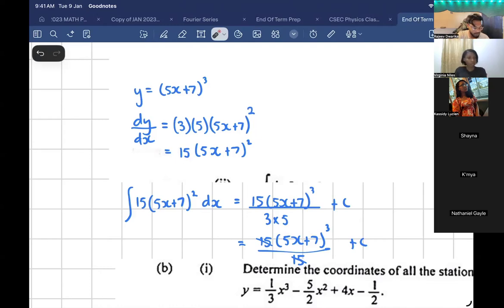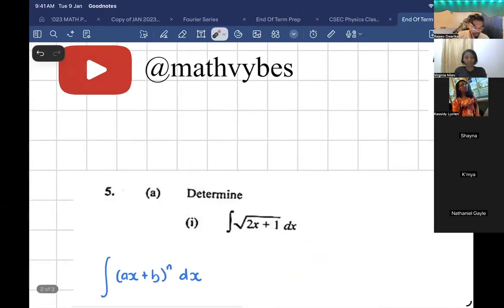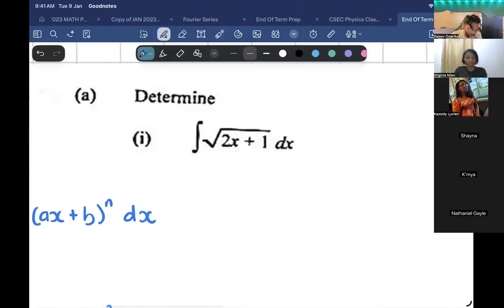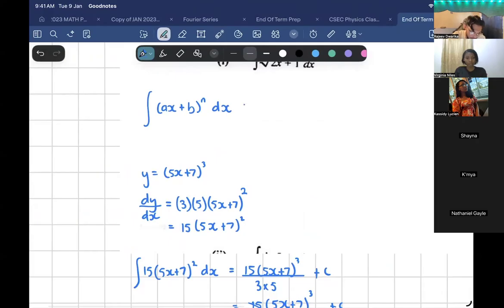Do you think you understand the reverse process of the chain rule? Stay with me. So let's generalize that by applying it to this form. You tell me the steps. What's the first thing I'm gonna do with this?